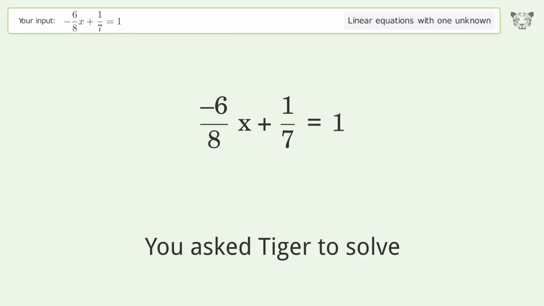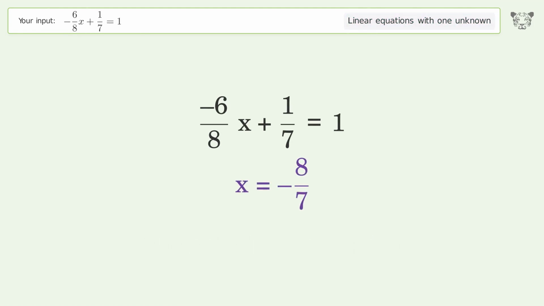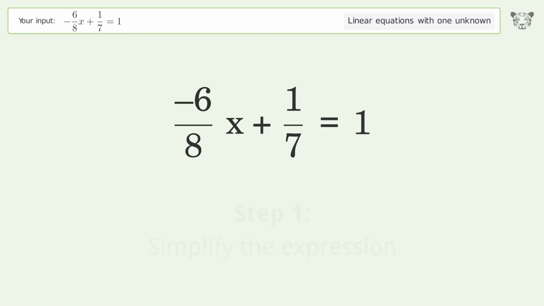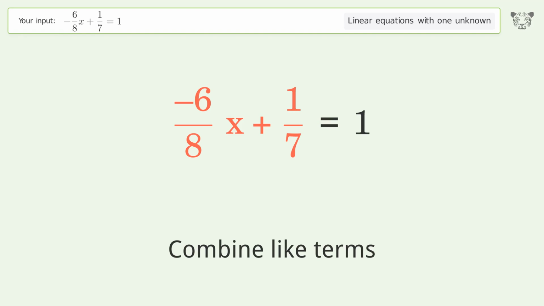You ask Tiger to solve. This deals with linear equations with one unknown. The final result is x equals -8/7. Let's solve it step by step. Simplify the expression. Combine like terms.